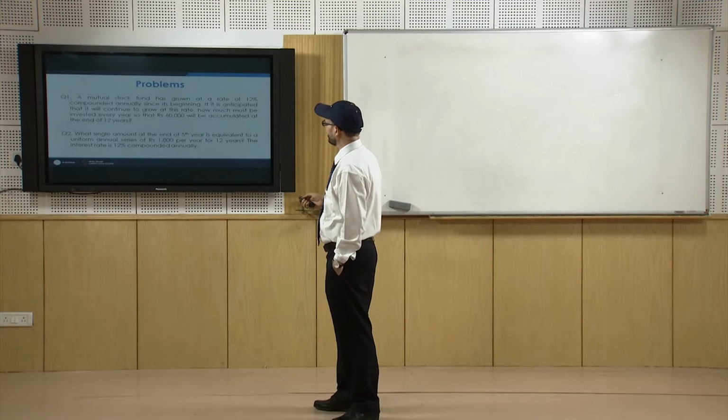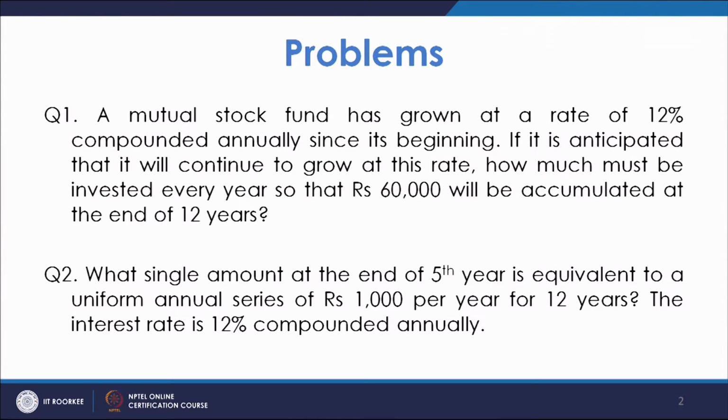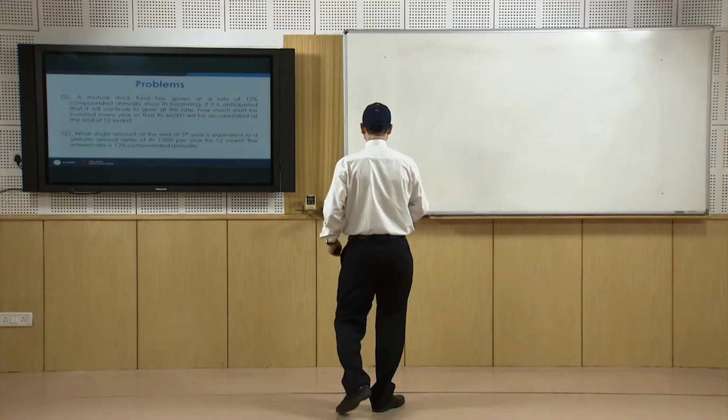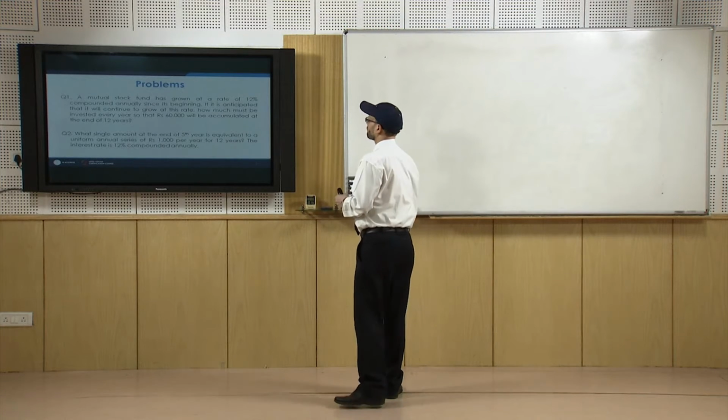The first question tells that a mutual stock fund has grown at a rate of 12% compounded annually since its beginning. It is anticipated that it will continue to grow at this rate. How much must be invested every year so that rupees 60,000 will be accumulated at the end of 12 years? So, we can solve this problem.